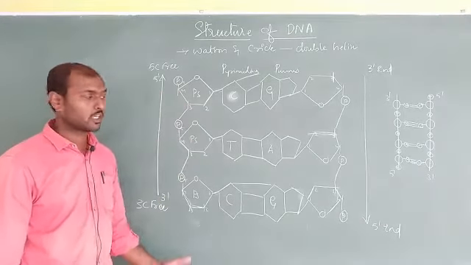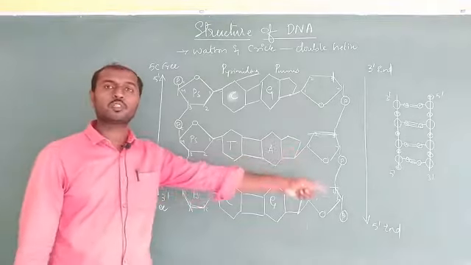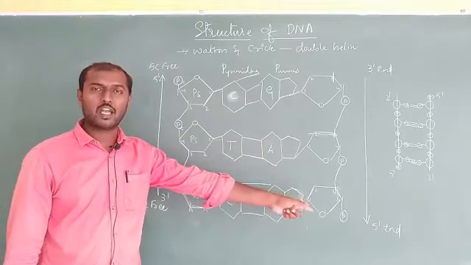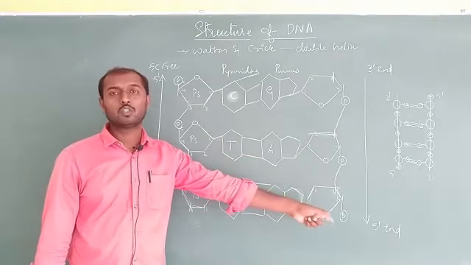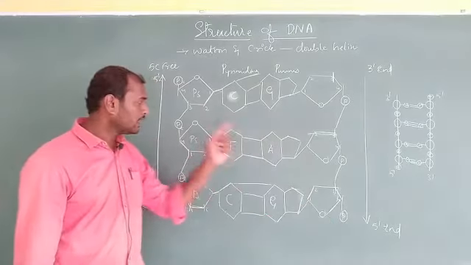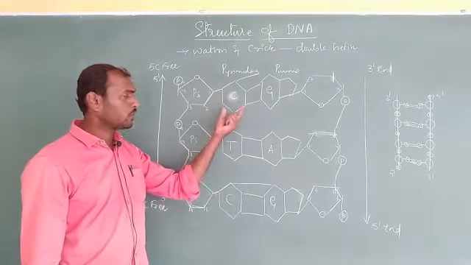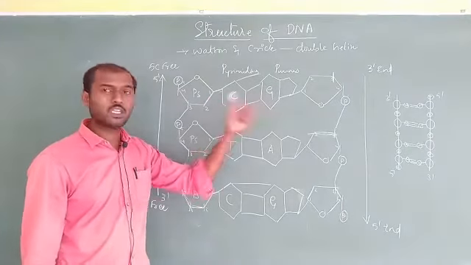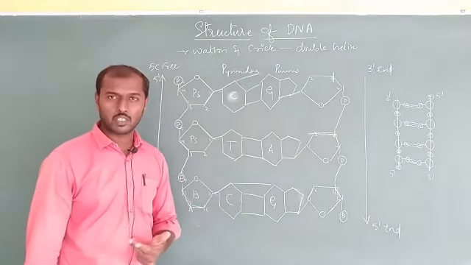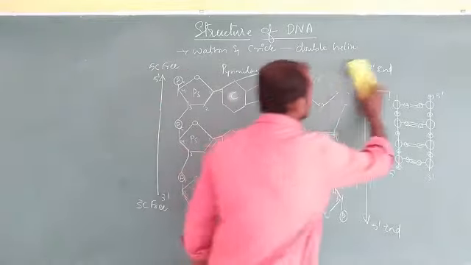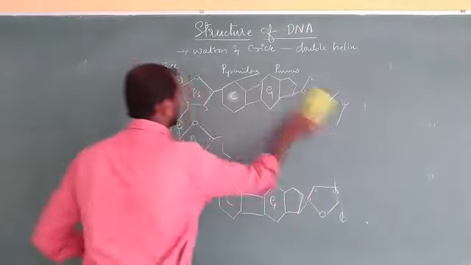But always it is opposite to the other strand and complementary to each other. So complementary means A is going to bind with a T or T is going to bind with an A, G is going to bind with a C or C is going to bind with a G. That is what we call complementary strand formation. Okay, so this is regarding the chemical structure, how actually the DNA looks like.